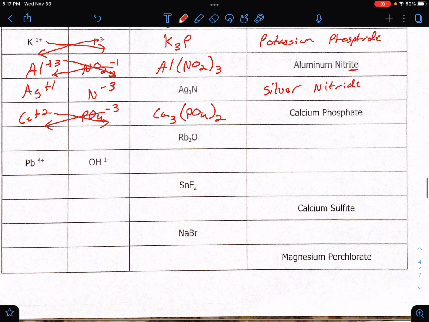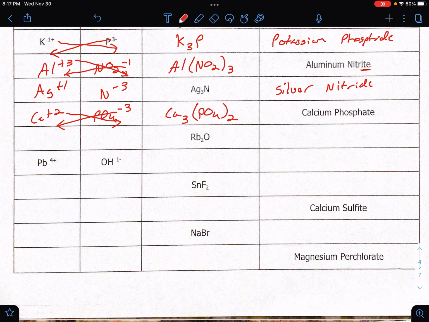Okay, so I'll do a few more of these and then we'll probably call it quits from there. So Rb2O, so Rb is on your periodic table. That is a +1. It's in that first group. Oxygen is a -2. So that's why there's 2 Rbs for 1 O. Rb is rubidium. And then oxygen becomes oxide. Okay.